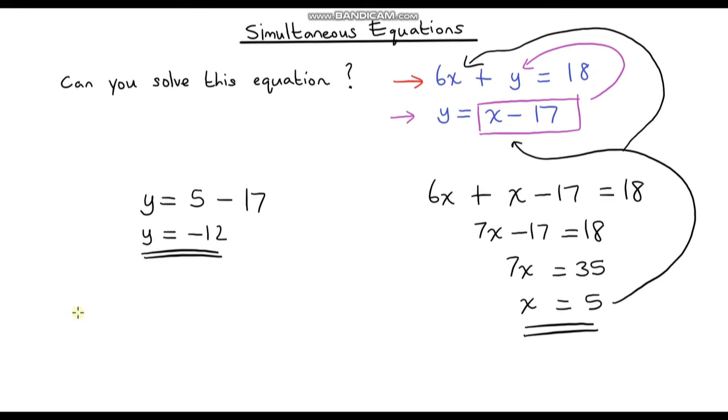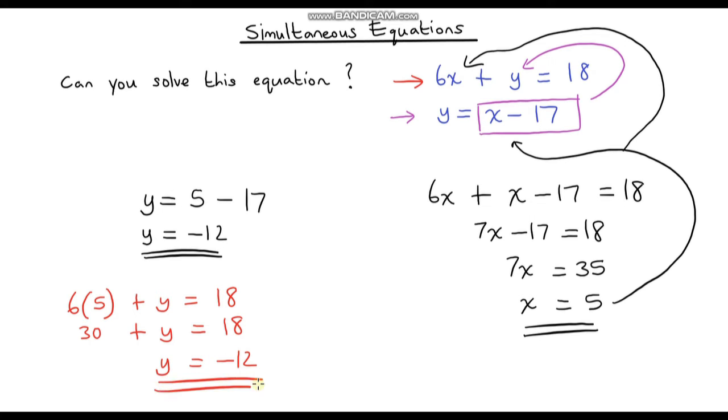So we've got 6x, and again, instead of writing x, I'm going to write 5. So it's going to be 6 times 5 plus y equals 18. So 6 times 5 is 30. So we've got 30 plus y equals 18. Now to get y on its own, if we subtract 30 from both sides, we're left with y equals -12. So we get exactly the same answer.